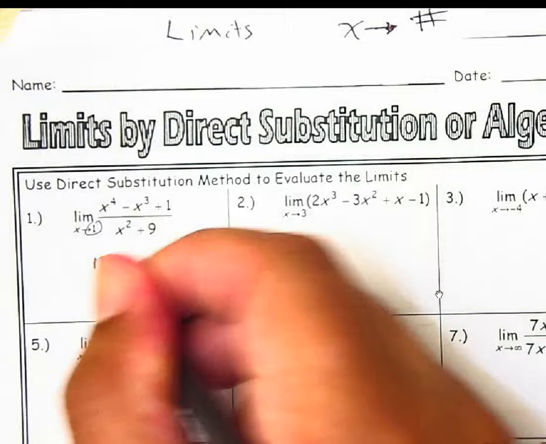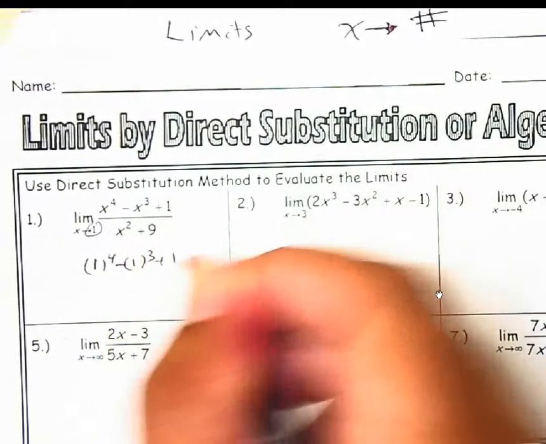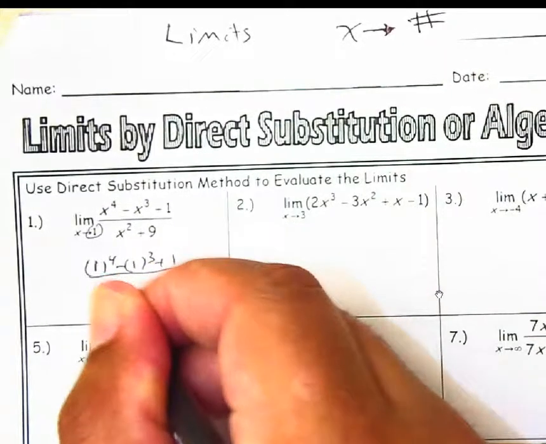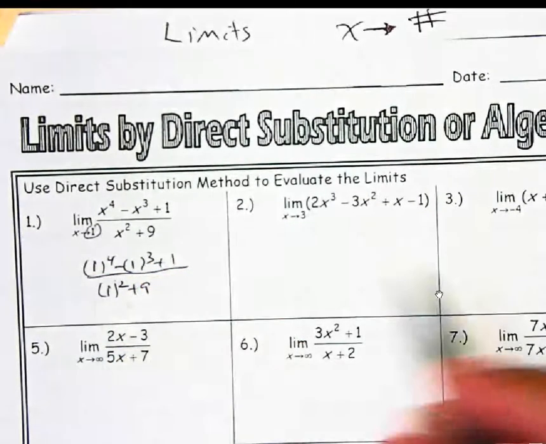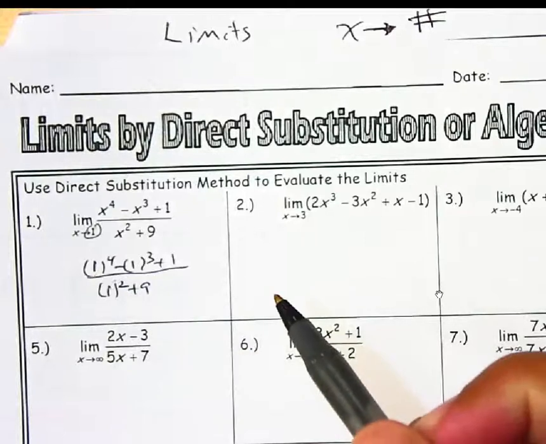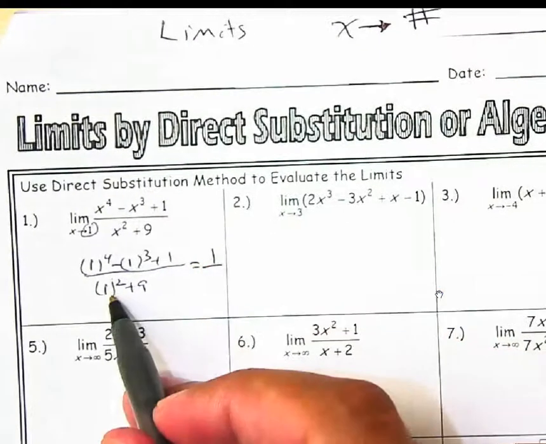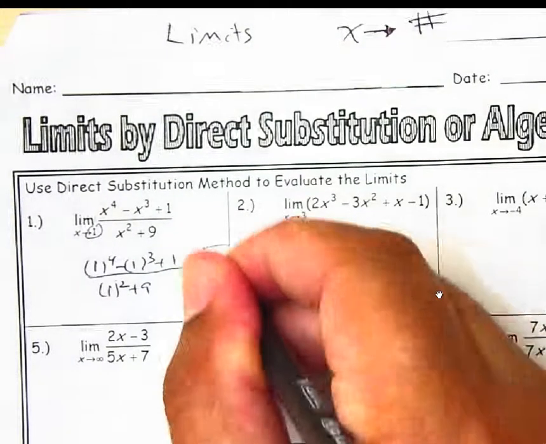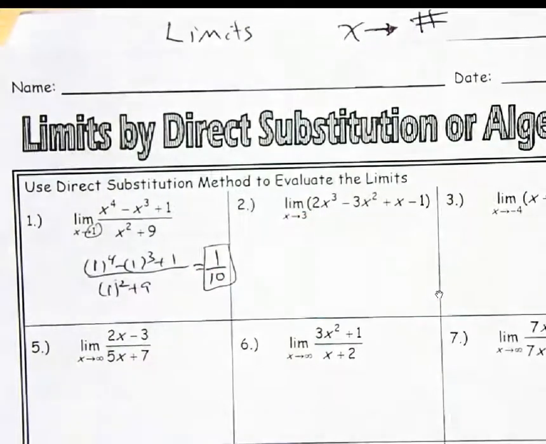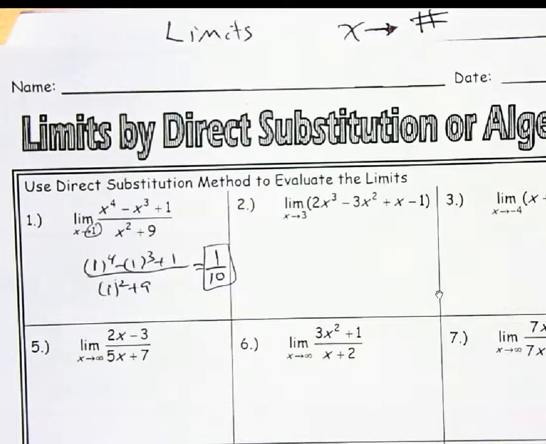In this case, we get 1 to the 4th minus 1 cubed plus 1, all over 1 squared plus 9. Let's simplify that. Well, the 1s cancel out here, so you just have 1 in the numerator. In the bottom, we have 1 squared is 1, plus 9, 10. And so the answer is 1 over 10. Okay, so that's basically what you do to find the limit.